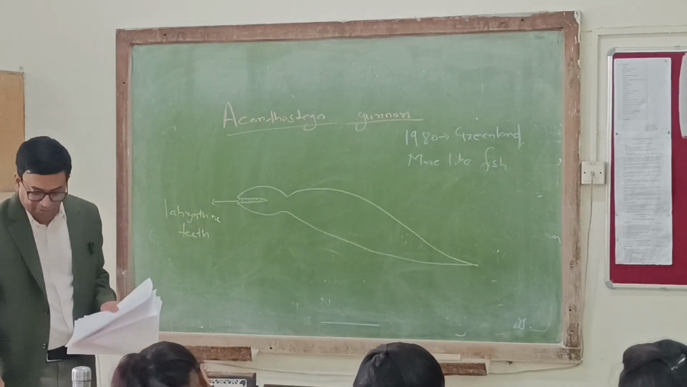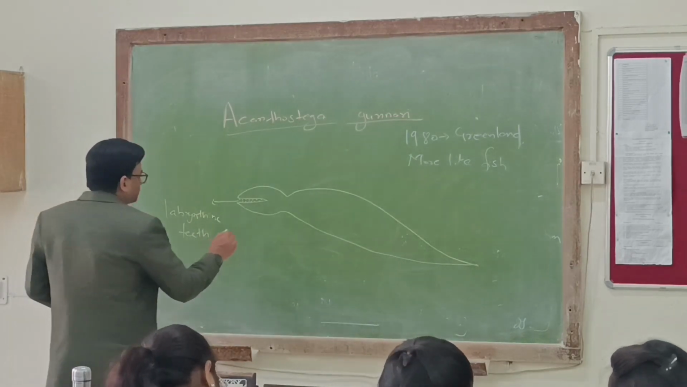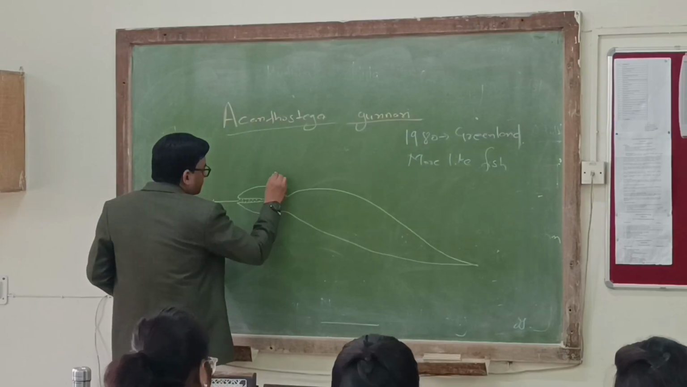Then they have an eye. This is the eye orbit.